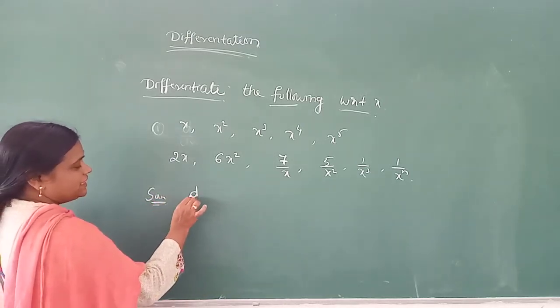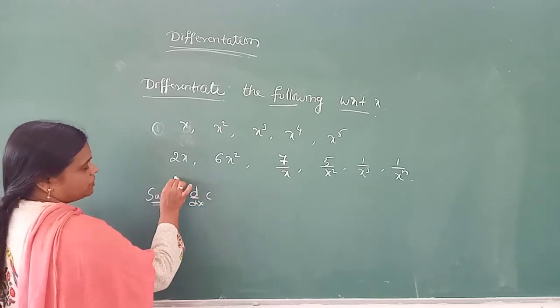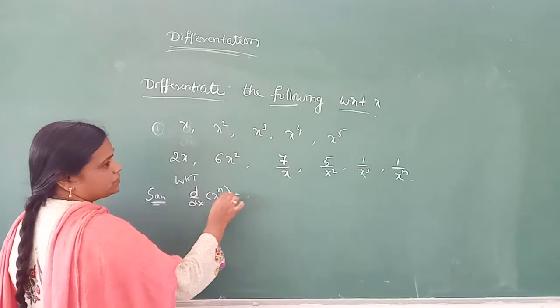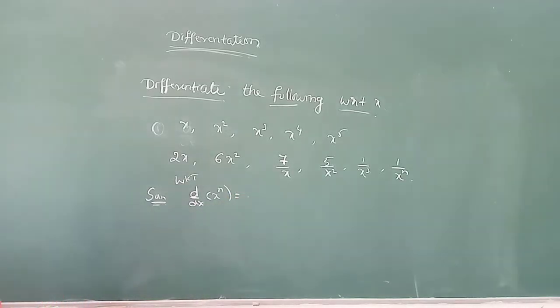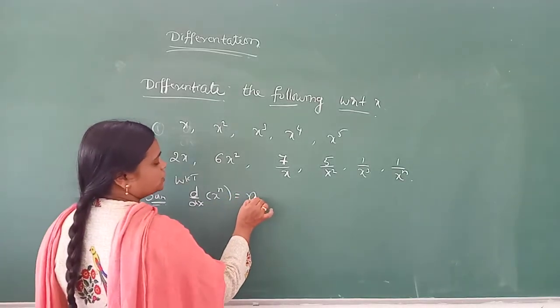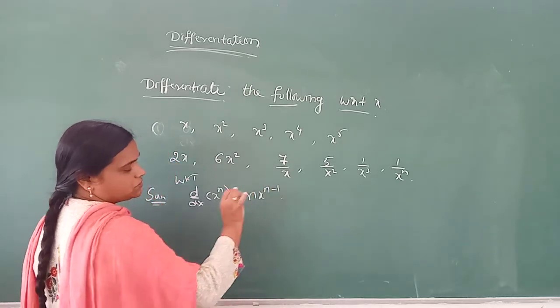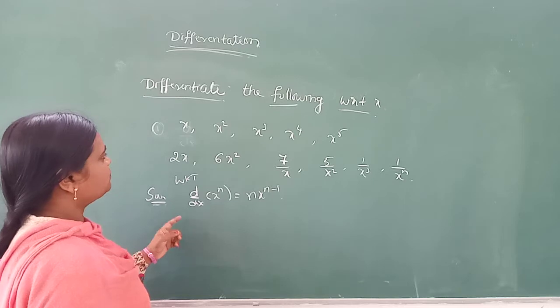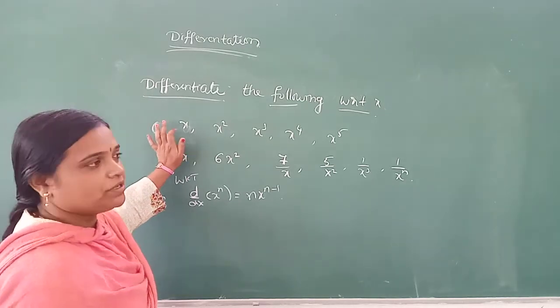We know that d by dx of x to the power n. Correct. We know that differentiation of x to the power n is what? n x to the power n minus 1. Applying this formula for the polynomial functions.